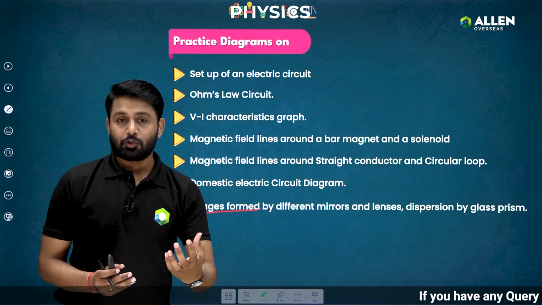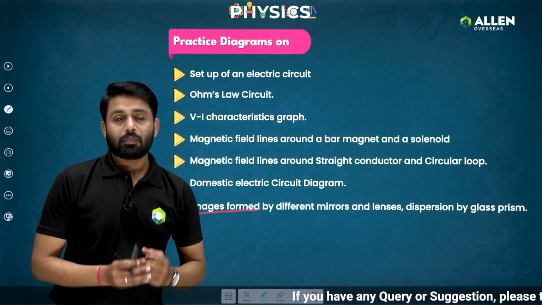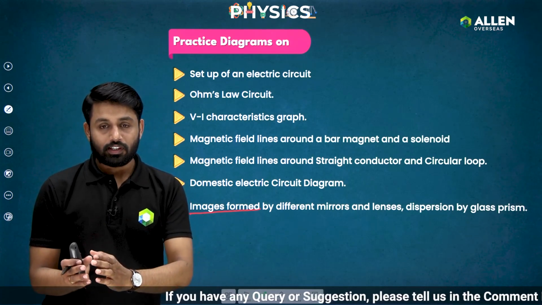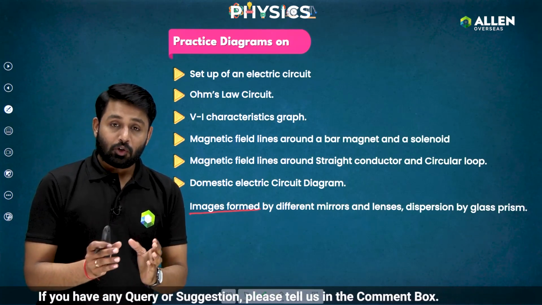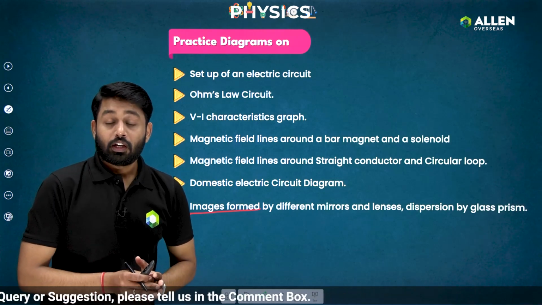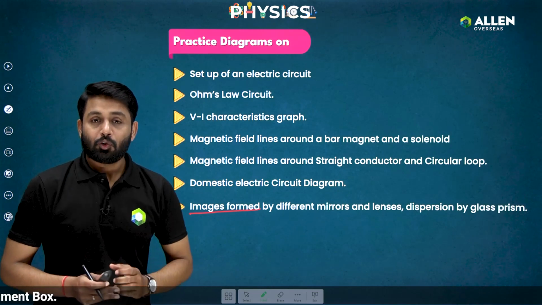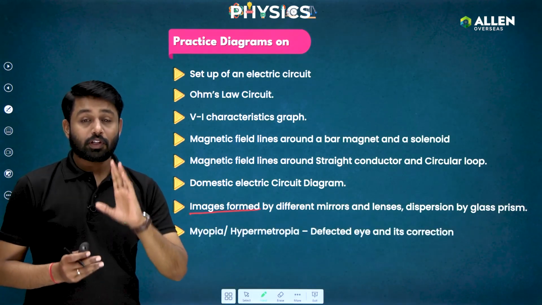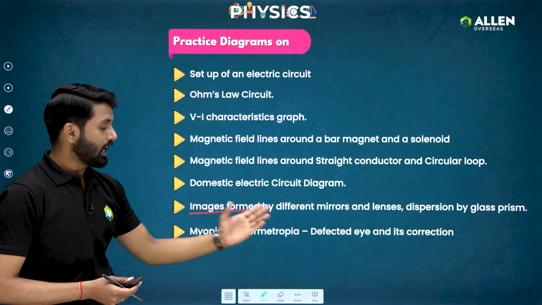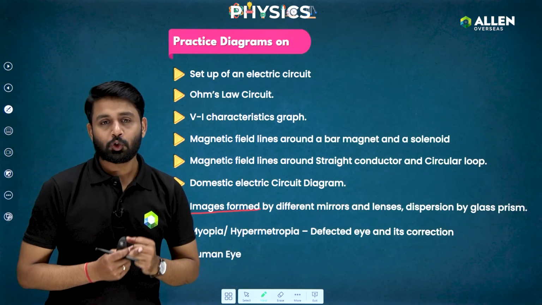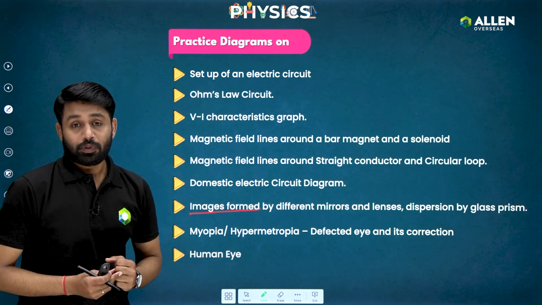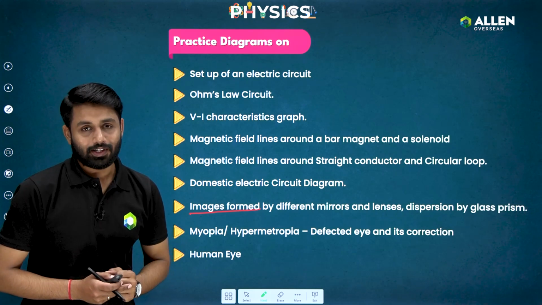Ray diagrams are also very important. Image formation by convex mirror as well as convex lens. Image formation by concave mirror as well as by concave lens are very important. So you should practice all the ray diagrams. Ray diagrams are very important. Then myopia, hypermetropia. After that, human eye. So these are the topics on which you can practice diagrams.